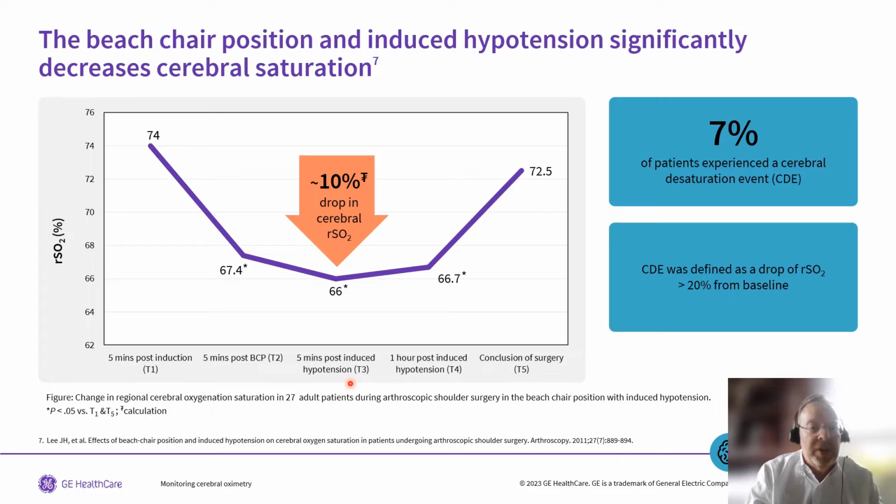cerebral saturation. In this study, they determined that a 20% drop from baseline defined clinical significance, and this occurred in 7% of patients who enrolled in the study. And we know from other studies of cerebral oximetry that a 20% drop has been associated with poor outcomes in patients undergoing different procedures.